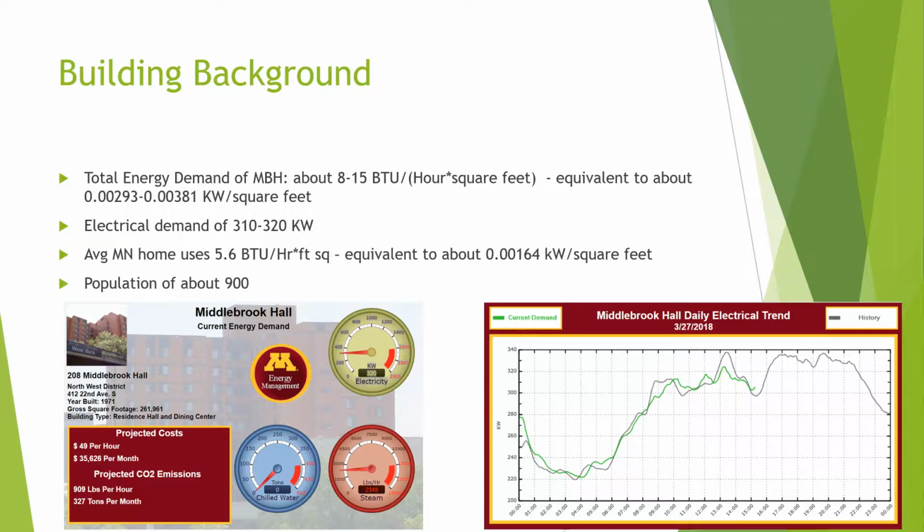The graphics below show other interesting statistics like steam usage in pounds per hour, energy costs and emissions, and the second graph shows how Middlebrook's electricity use fluctuates throughout the day. As you can see, there's a small amount at night and higher amounts of use during the day.